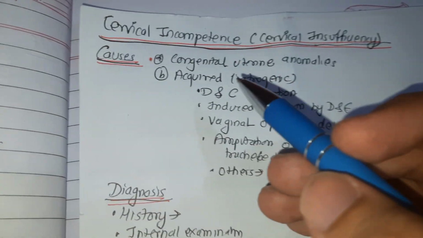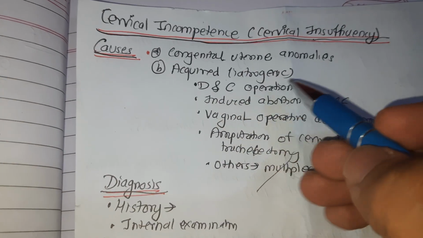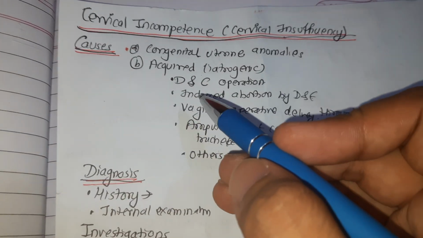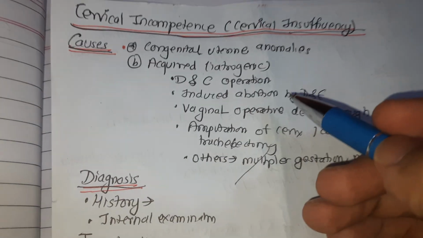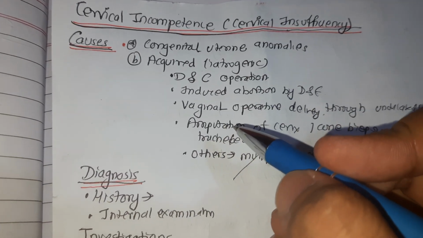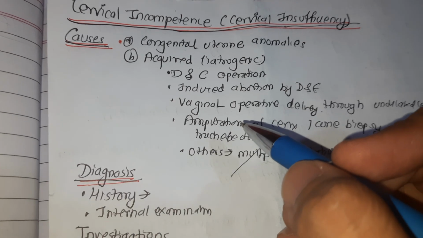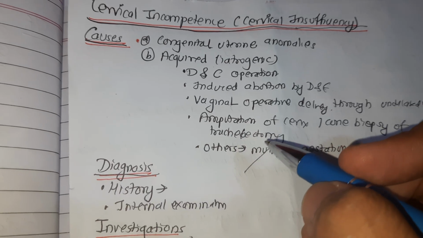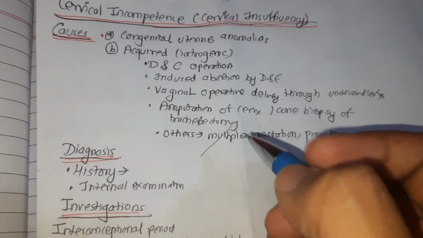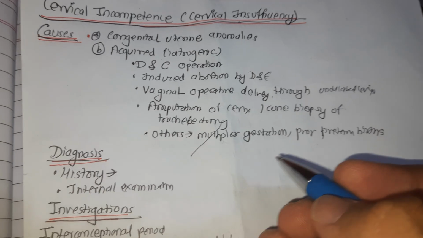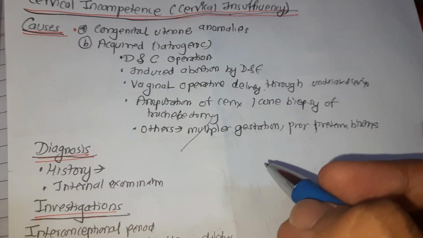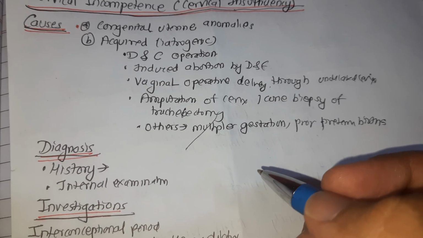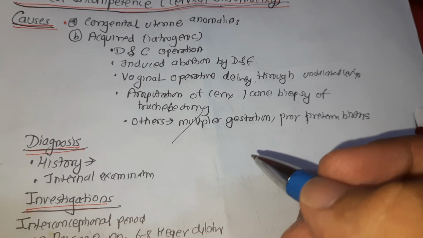anatomically due to different conditions like congenital uterine anomalies and acquired iatrogenic conditions, like following D and C operation, endosuppression by dilation and evacuation, vaginal operative delivery through an undilated cervix, amputation of the cervix or cone biopsy, trachelectomy or loop excision of cervix, and others like multiple gestation and prior preterm birth. Cervical incompetence is considered a biological continuum of spontaneous preterm birth syndrome.